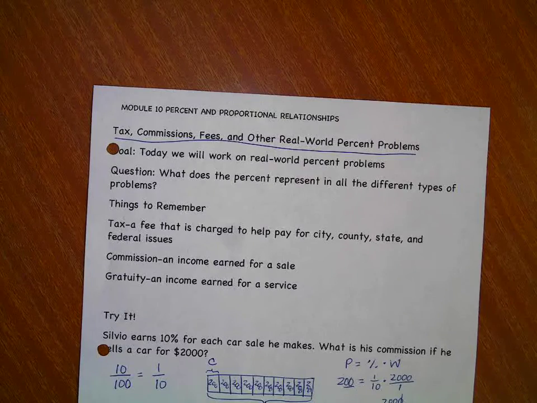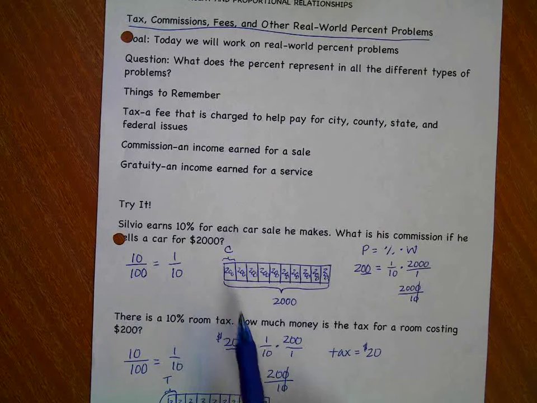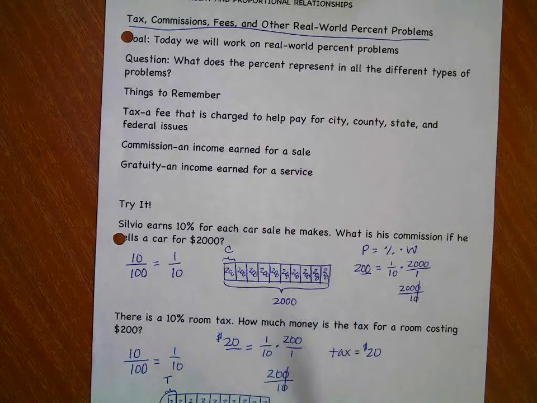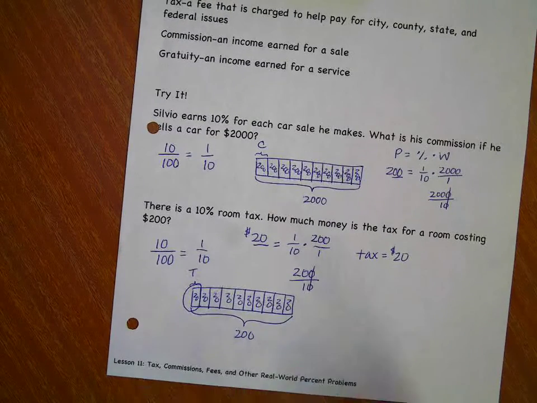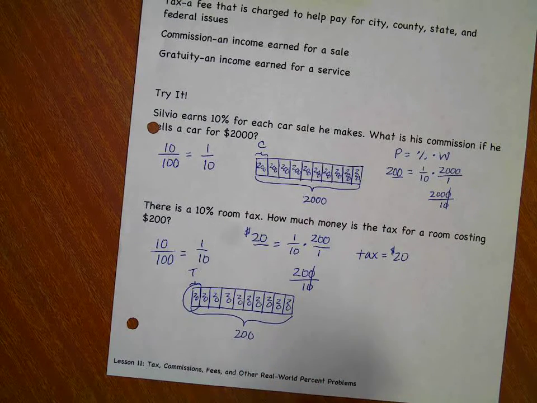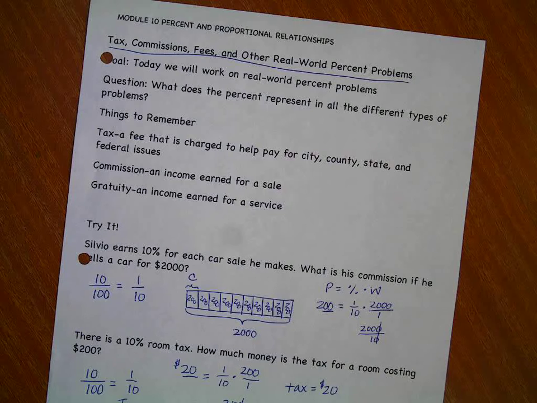Okay? So, going back to our goal, today we will work on real-world percent problems. That's exactly what we did. If you buy a car, the person who sells it to you is going to make commissions. If you buy a necklace from a jeweler, the person who sold you the necklace is going to make commissions. Okay? If you stay at a hotel, guaranteed you will be charged a room tax because that's how they make their money for their rooms, and you have to pay that in order to stay in the room. Okay? So these are definitely real-world problems.